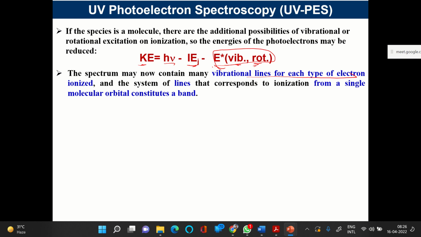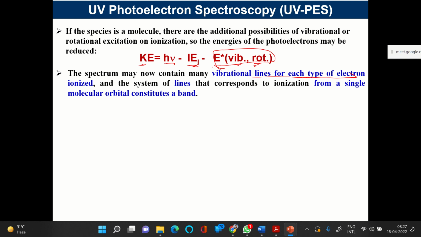But the moment you have a molecule, the same excess energy may also be used up in raising the vibrational and rotational energy of the molecule. So that will not show up in the kinetic energy of the electron. So that has to be taken care of when we analyze this kind of spectrum.